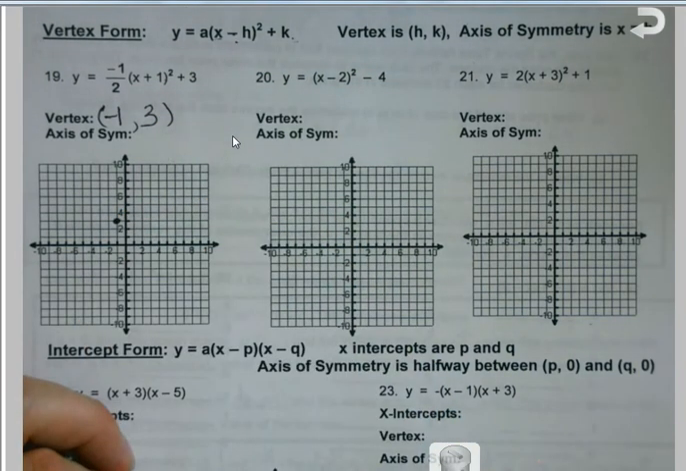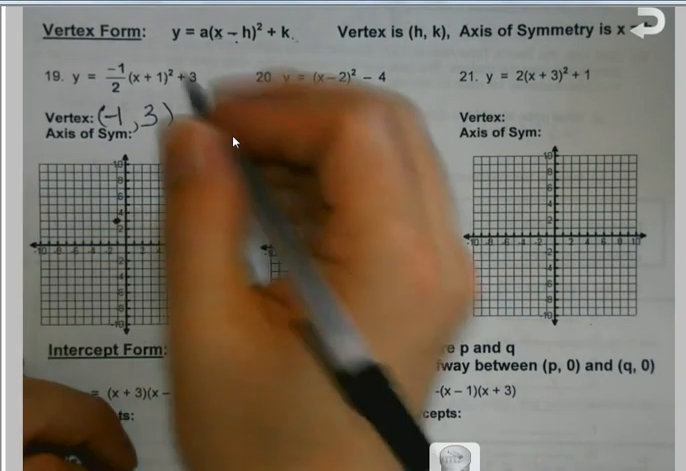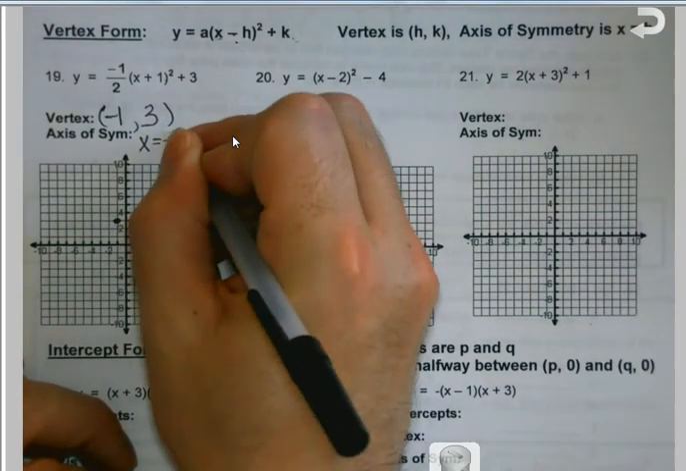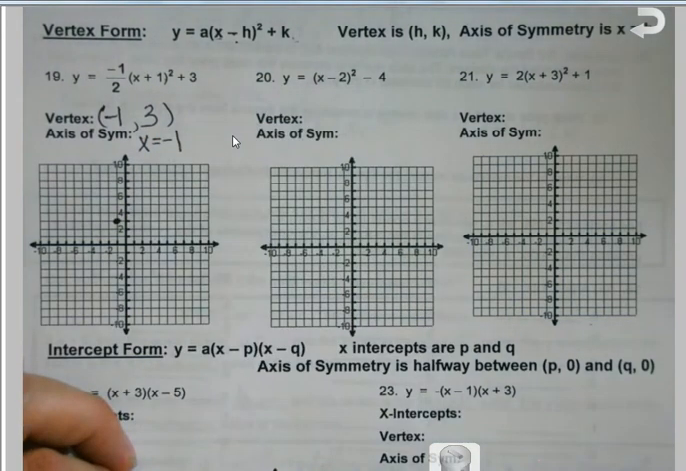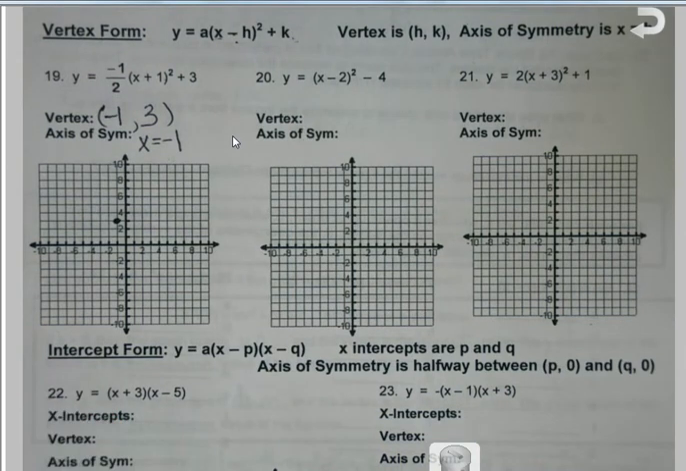Sweet. My axis is just the x value of my vertex. So my axis of symmetry is at negative 1. Again, that's the place where I could fold my graph in half and I'd have equality on both sides.